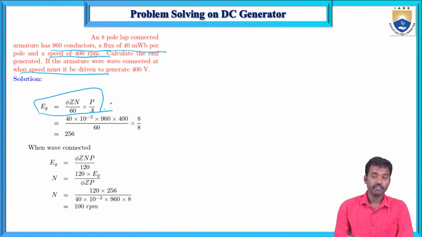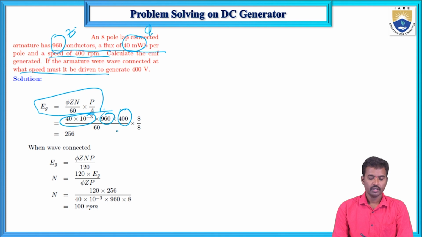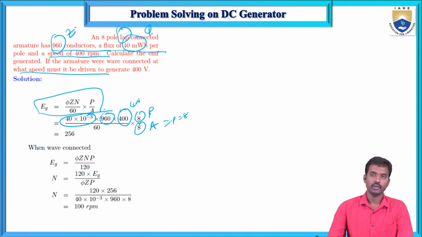EG equals ZNφ by 60 into P by A. So 40 milliwebers is the flux φ, and 960 is Z. And next, 400 is the speed N, and A equals the number of parallel paths. A equals P equals 8, since it is lap connected.